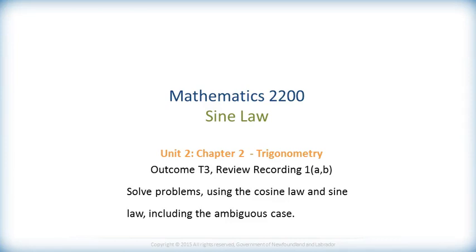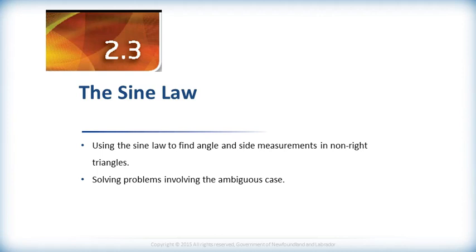Welcome to review recording 1A and B. To accompany recordings 1A and 1B, the instructional recordings, for Section 2.3 of Mathematics 2200. We'll be using the sine law to find angle and side measurements in non-right triangles, and we'll be solving a problem involving the ambiguous case.